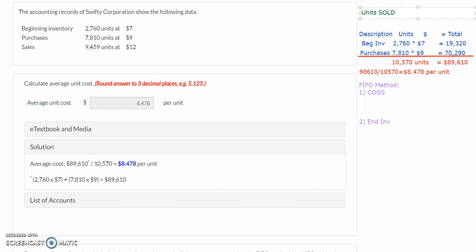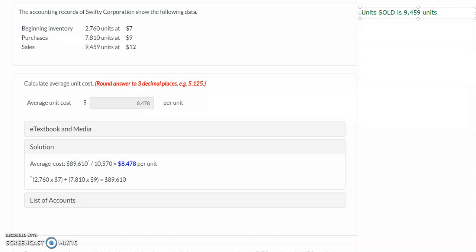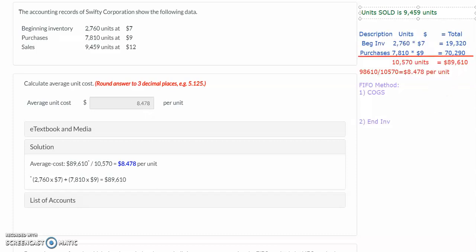So the units sold is 9,459 units. So I know that I have sold all of these beginning inventory units, and I have sold some of the units that I then purchased. So my ending inventory is going to reflect what I had just purchased.